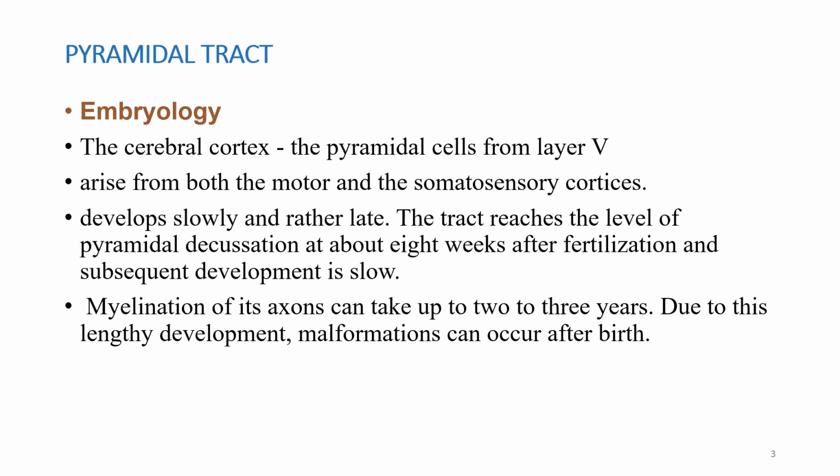The pyramidal tract is formed from the pyramidal cells in the cerebral cortex which are in layer 5 of the cerebral cortex. They arise from both the motor area and somatosensory area of the cerebral cortex. They develop slowly and rather late. The tract reaches the level of the pyramidal decussation at about the 8th week of gestation, and the myelination is also slow. It will take up to 2 to 3 years. Due to this lengthy development, malformations can also occur after birth.